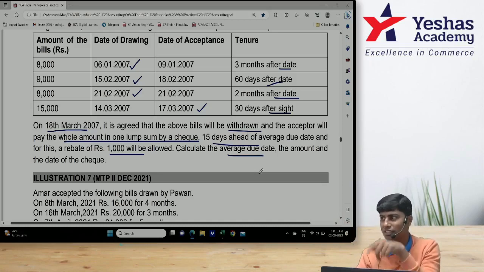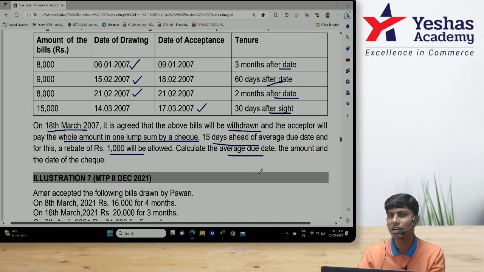Let's wait for others. I'll take your answer first. Anybody? They have not given interest rate. Okay. Let's say they've given interest rate. Then what do you do? You do it for 15 days or 1 month. Then why have they given 18th March?